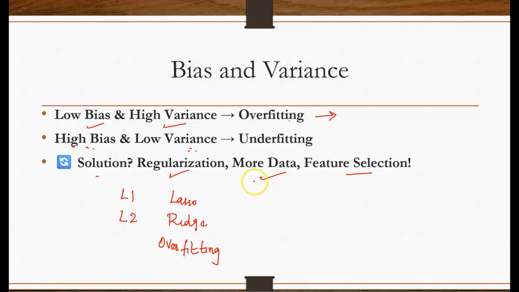Then collect more data so that our model is exposed to more and more training data. So it will generalize better on unseen data. Then feature selection: choose the features properly. In the first example we have seen they took only the number of bedrooms, but instead of that, choose the columns properly so that all the required features are used for training the model. So it will not fail on the test data.